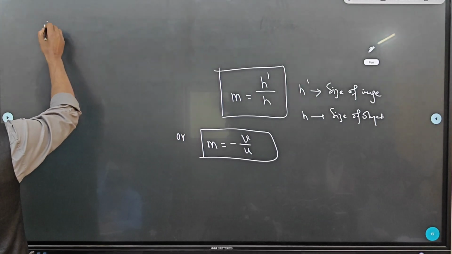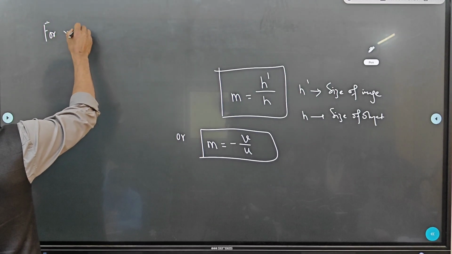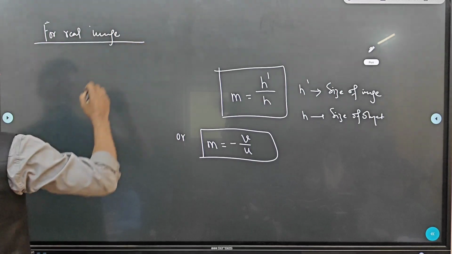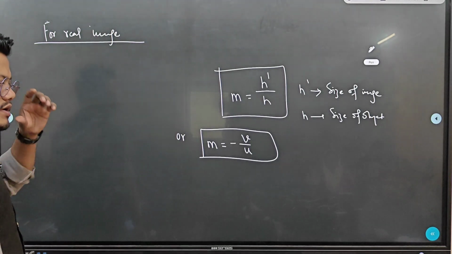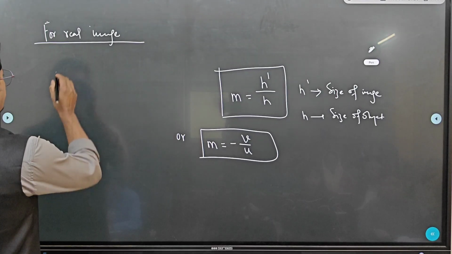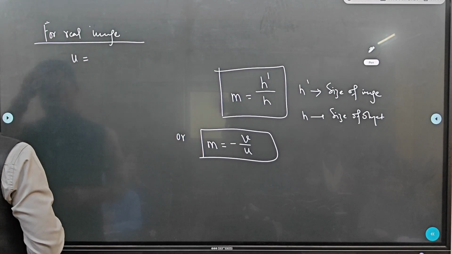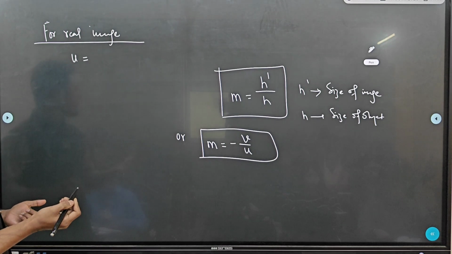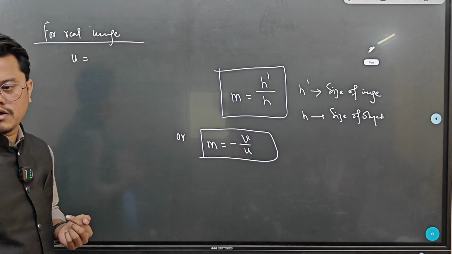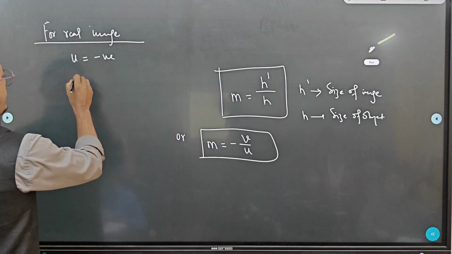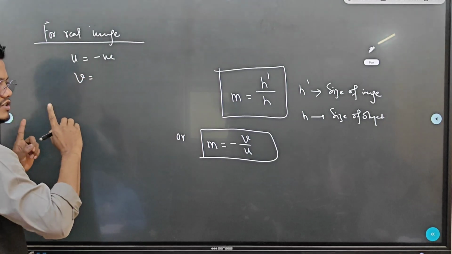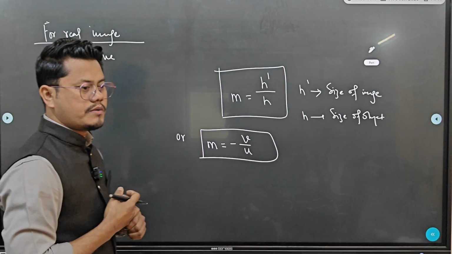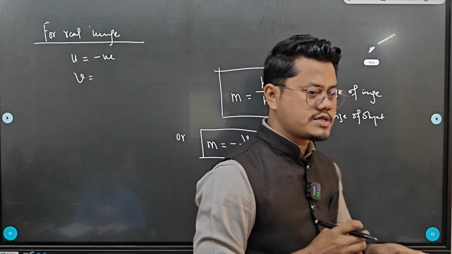So let's try to understand at first for real image. See here, in case of lens, what should be the object distance? I told you already, object distance is always negative. Very good. And what should be the image distance for real image in case of lens? It should be plus or minus? It should be plus. Very good.